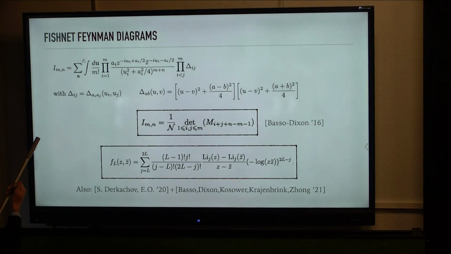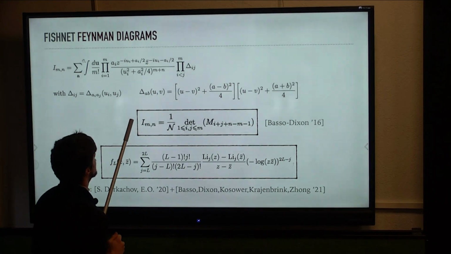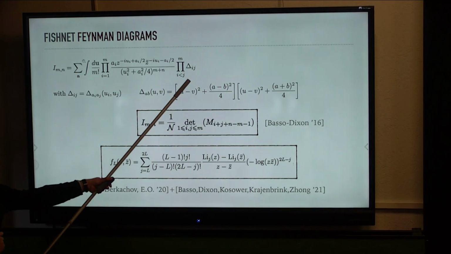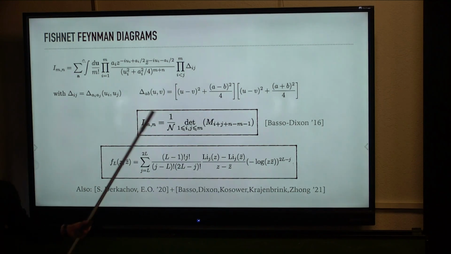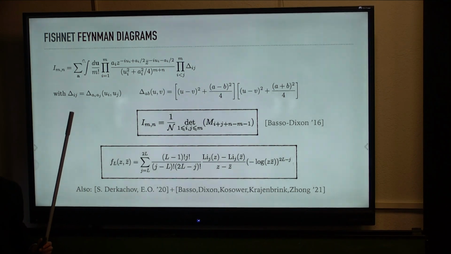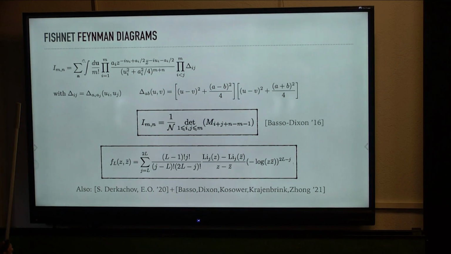And the only non-trivial, the only non-factorized contribution in these new variables is this measure delta ij, which almost looks like a Vandermonde. Okay? So this is another signature of integrability.